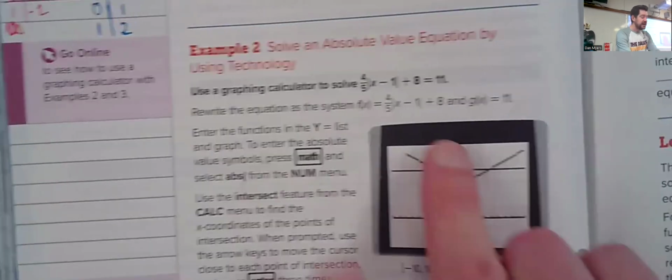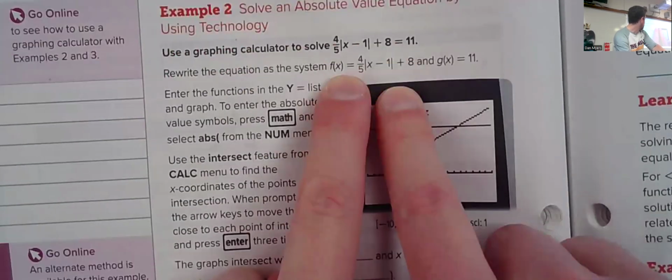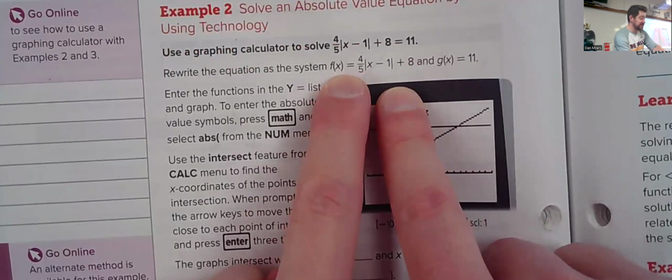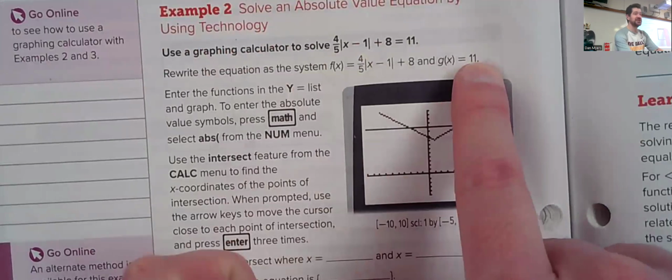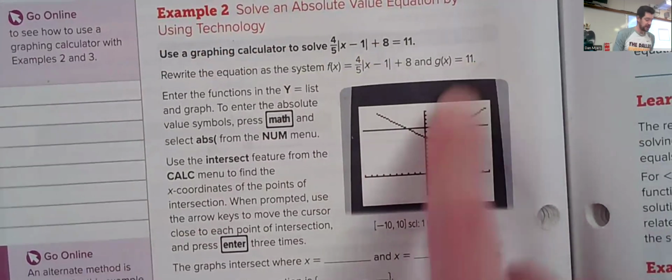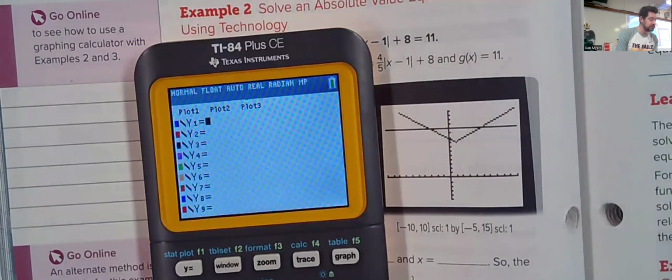So it says, use the graphing calculator to solve this equation. Rewrite this as a system of equations. F of x is equal to the left side of the equation. G of x is equal to the right side of the equation as 2 separate functions. So go to your y equals menu. If there are any equations in there, clear them out.